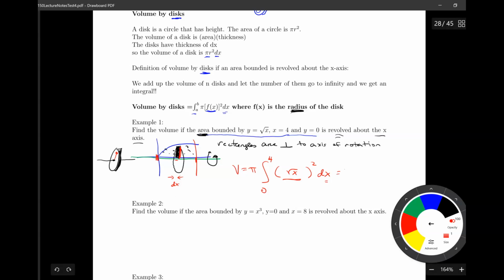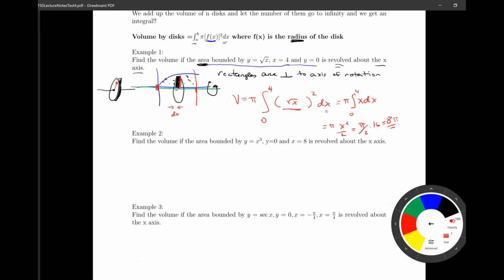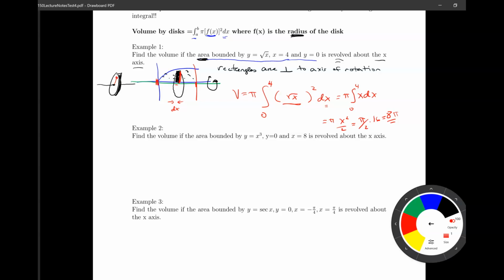So let's just finish this one off because it's a nice, pretty simple one. Squaring the root x, I get pi x squared over 2. So pi over 2 times 16, or 8 pi. It's a volume, so it'll always be a positive quantity if you're asked to finish off and solve the integral. Many times I'm going to just ask you to set up the integral when finding the volume.